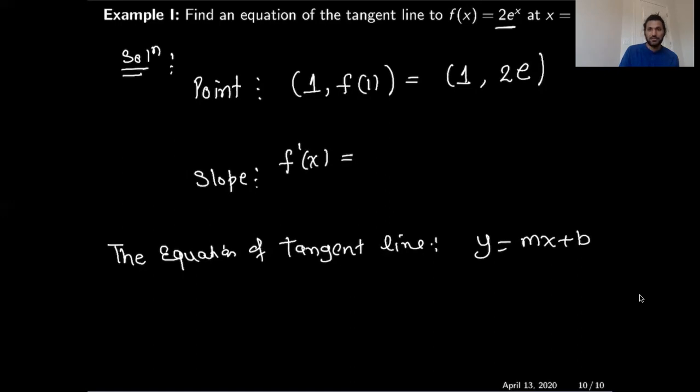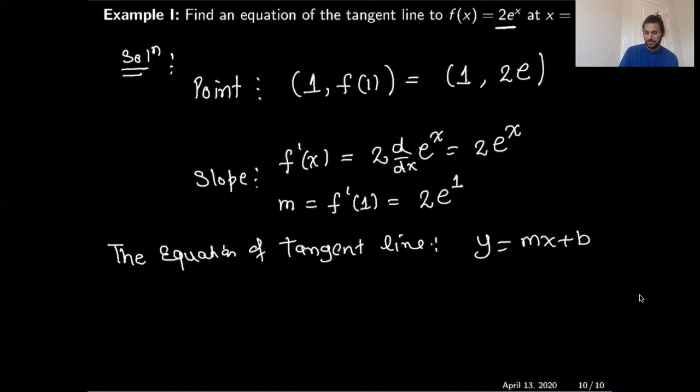So this function is 2 e to the power x. So the derivative is 2 times dy by dx of e to the power x, which is 2 e to the power x, because we know the derivative of e to the power x is e to the power x. So the slope of this tangent line is found when you plug the x value into the derivative. If I plug in 1, it will be 2 e to the power 1, which is 2e. Now I will plug the m and the point into the equation of the line to calculate b. So first, if I plug in m, it will be 2e x plus b.